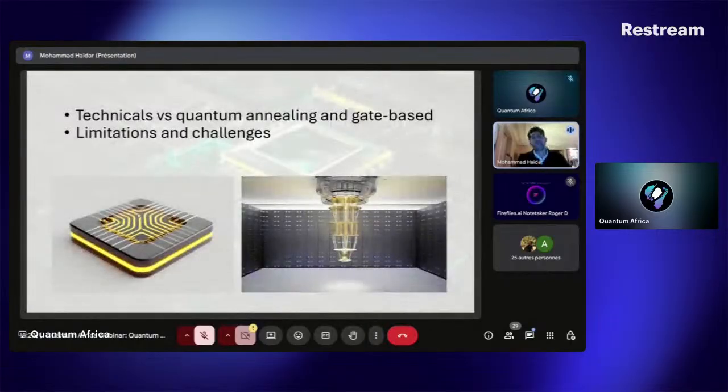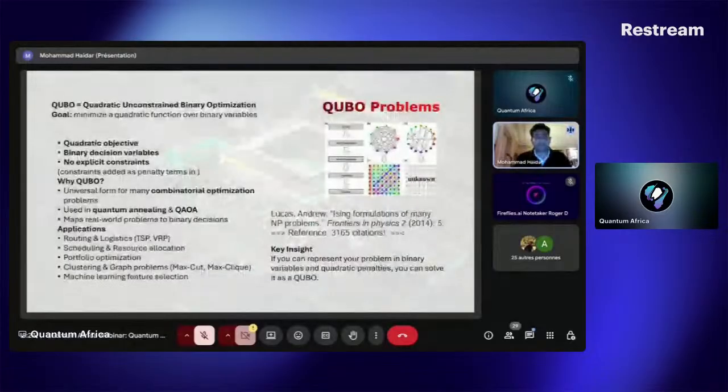Now we need to go to the technical part to show you how quantum annealing and gate-based approaches are differentiated, and the limitations and challenges. As I explained to you, QUBO is a quadratic unconstrained binary optimization problem. You have to minimize a quadratic function over binary variables, 0 and 1. Then you can use quantum annealing or QAOA, and there are a lot of real-world applications, for example the TSP and the VRP. Here you can see many types of combinatorial optimization quadratic terms you want to solve.